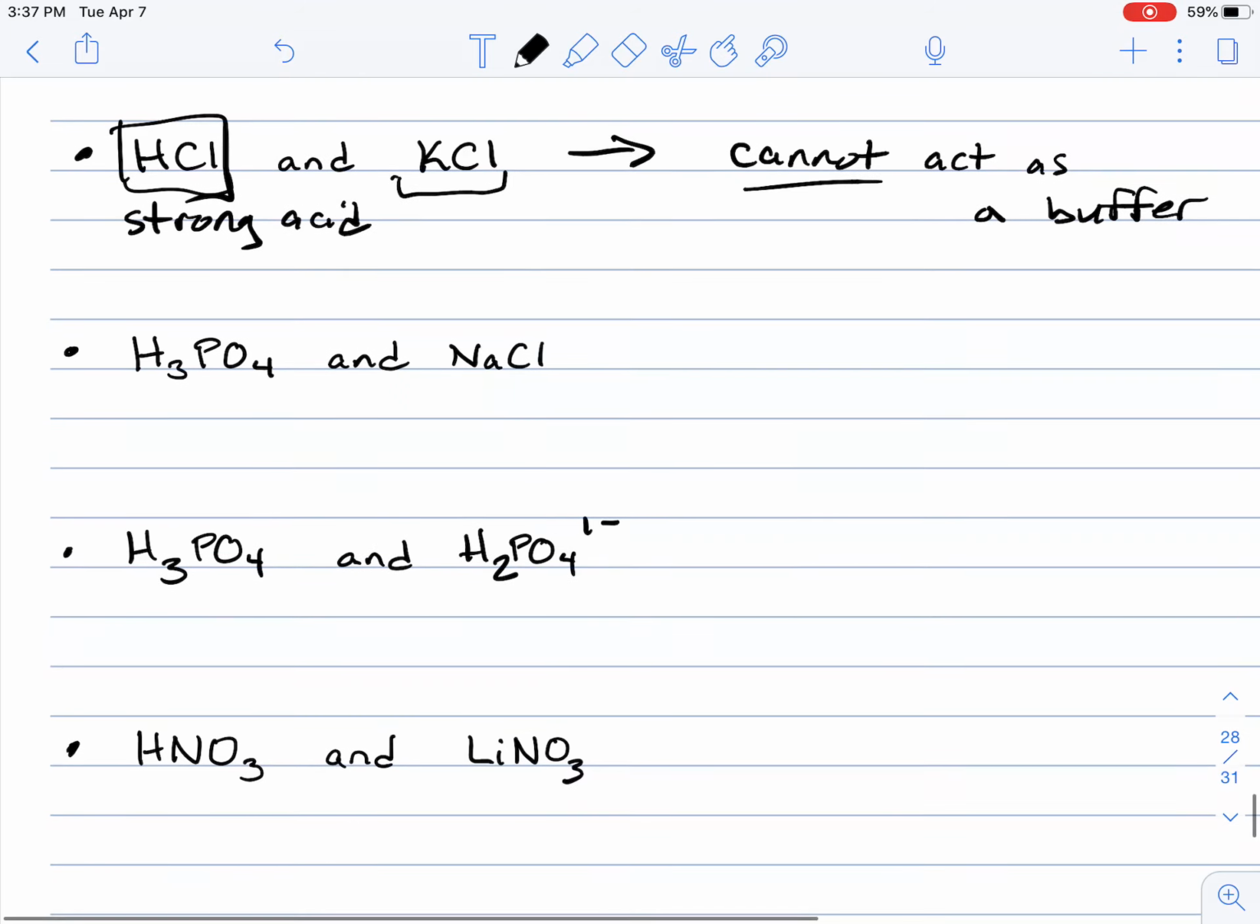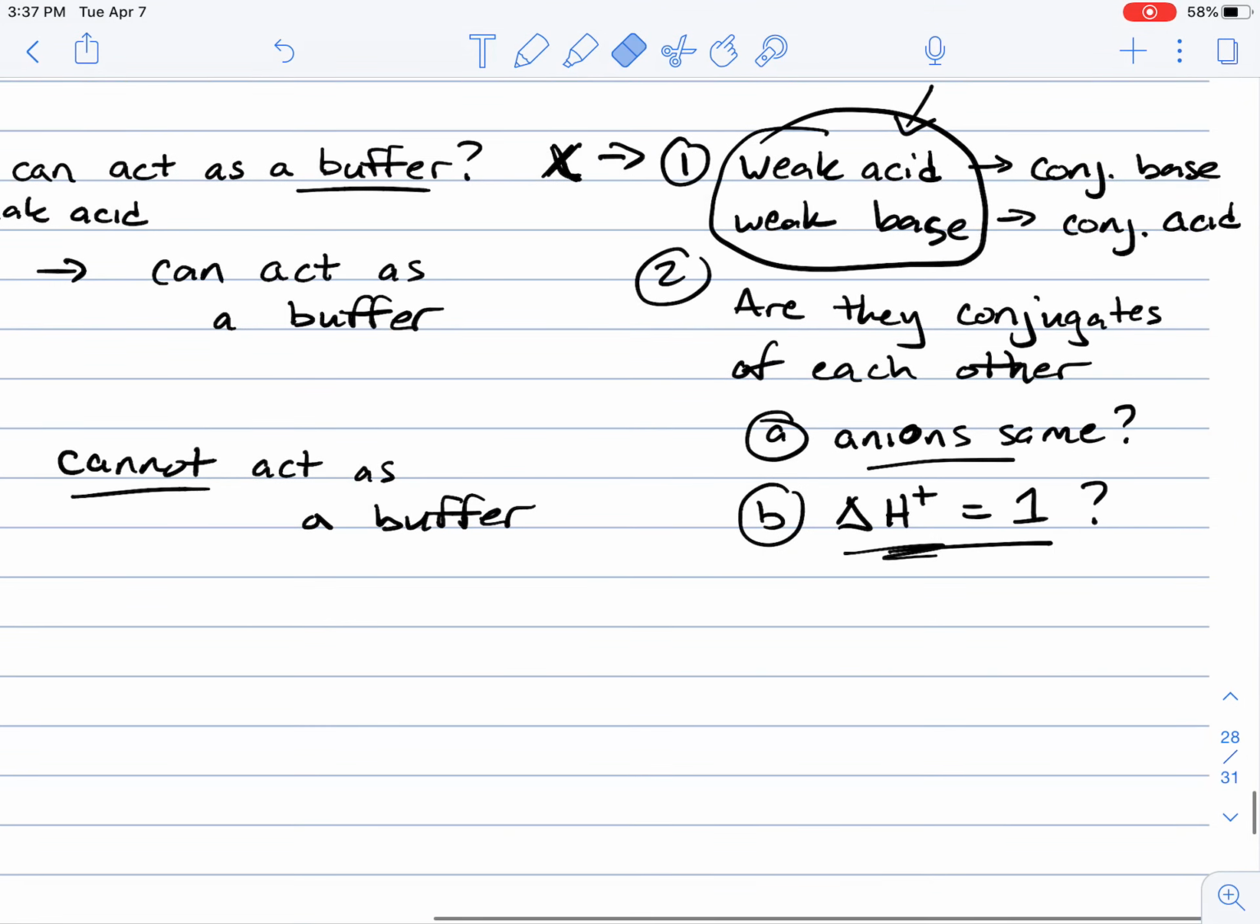All right. So hopefully you guys were able to identify which of these three can act as a buffer and which of these three cannot act as a buffer. So let's go through the answers. Looking at this next example, we have H3PO4. We're going to ask ourselves, is H3PO4 a weak acid?